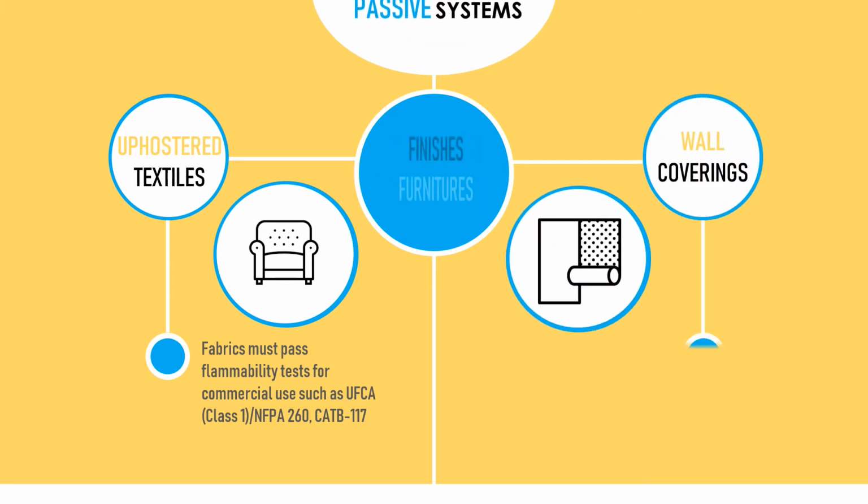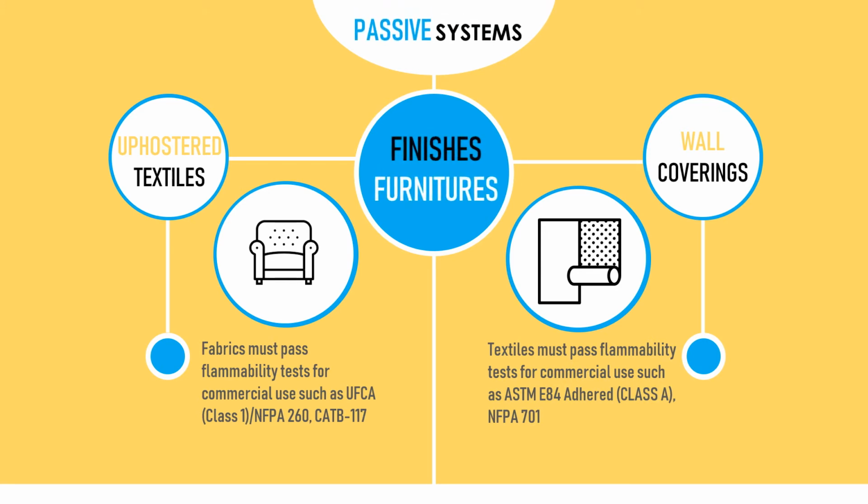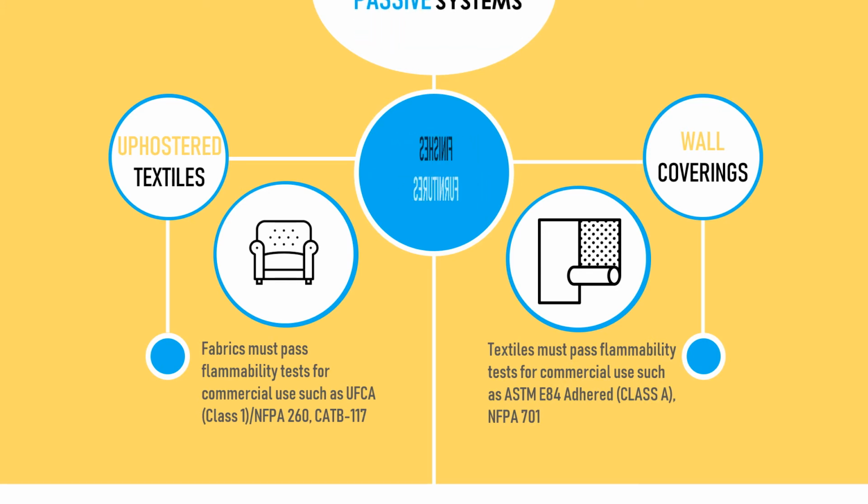Wall coverings in commercial use have to pass flammability tests such as ASTM E84, rating class A, and NFPA 701. The reason for these tests is to ensure that the textiles used in public areas or commercial spaces are safe, and when the space is on fire, these fibers within the textiles, instead of helping the fire to spread, actually prevent the fire from spreading.